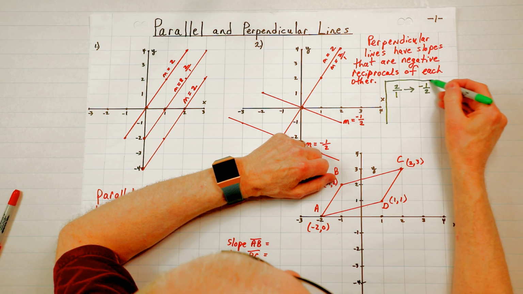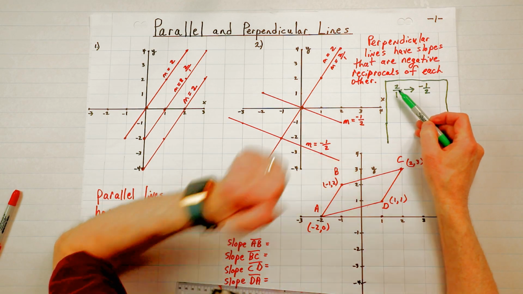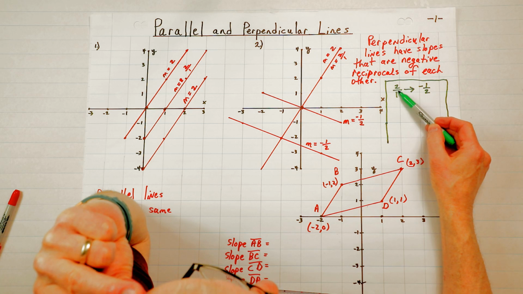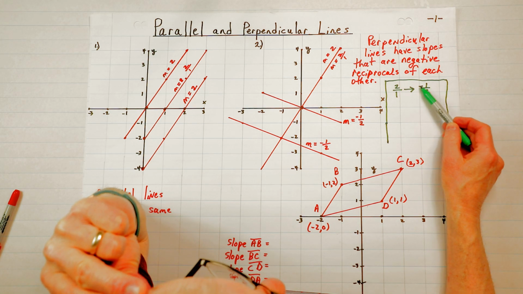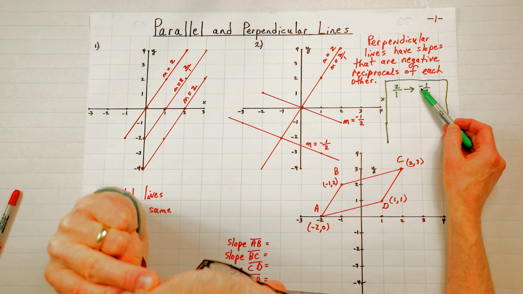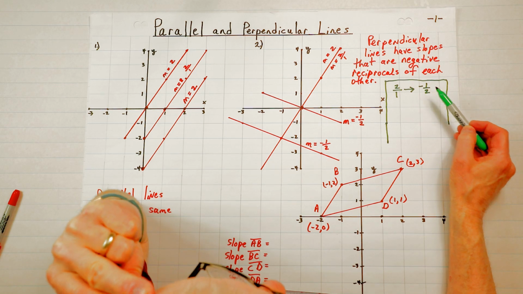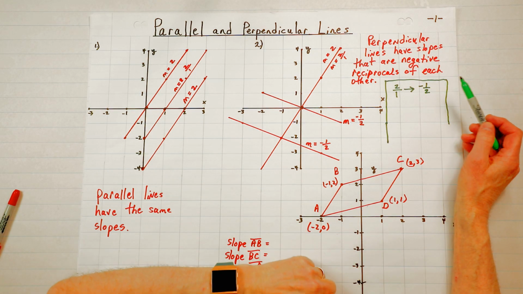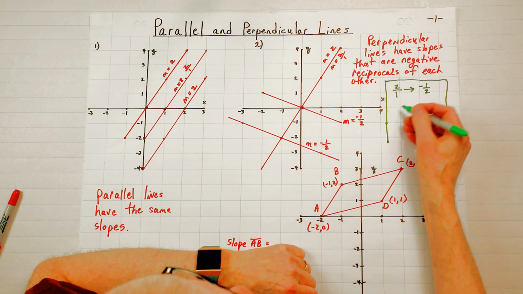We'll take a look at a couple of these. For a negative reciprocal, you take the original slope, flip it over, flip it upside down, and change the sign. Negative reciprocal. Flip it over and change the sign. A lot of people at first, they remember to flip it over, but they forget to change the sign. Okay, let's look at another one.